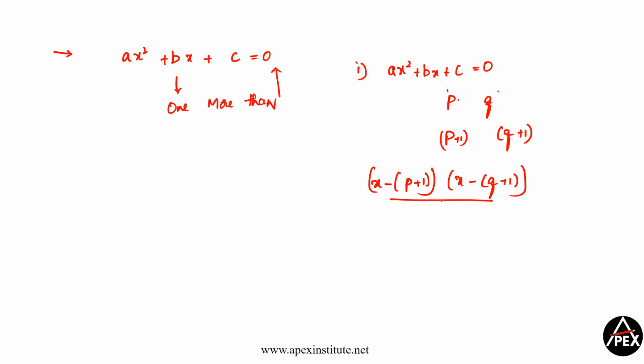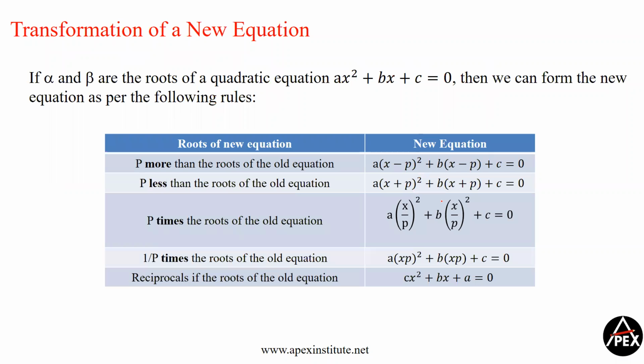So instead of that, you can just follow this table. If alpha, beta are the roots of the quadratic equation ax square plus bx plus c is equal to 0, and if you are asked to form a new equation where the roots of the new equation are p more than the roots of the old equation, then the only thing that you need to do is replace x with x minus p. That's it. In this equation, just replace x with x minus p. So if it is given that the roots of the new equation are p less than the roots of the old equation, replace x with x plus p.